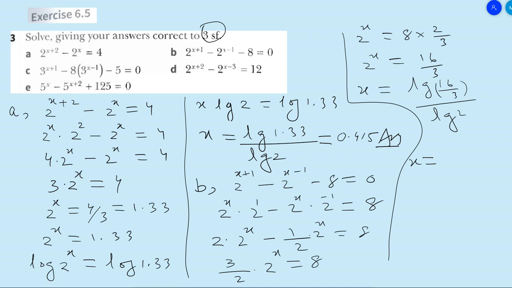Now by using calculator, we will find log 16 upon 3 upon log 2. Answer is 2.42. 100% correct answer. So hope you understand part B. Now start part C.